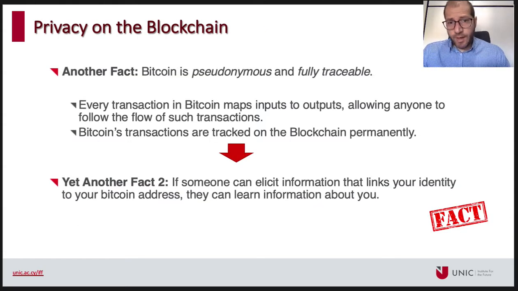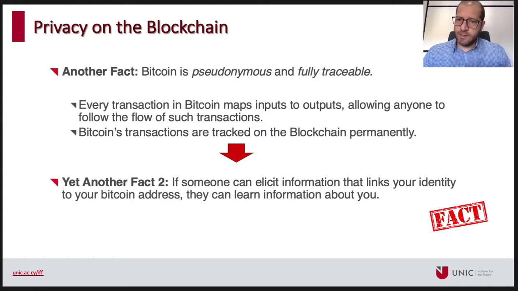So following from that, another fact worth mentioning here is that by the nature of the protocol, Bitcoin is pseudonymous and fully traceable. This means that every transaction in Bitcoin maps inputs to outputs, allowing everyone to follow such transactions. And these transactions are traced and permanently recorded on the blockchain itself.